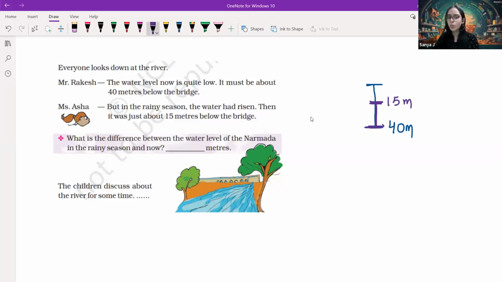So for the difference, we will simply subtract both these numbers. We will subtract 40 meters and 15 meters. So what is 40 minus 15? Absolutely, that is 25 meters. So the difference between the water level of Narmada in rainy season and now is 25 meters.